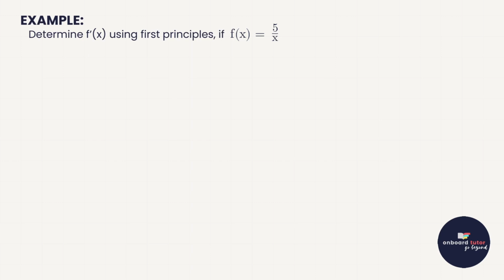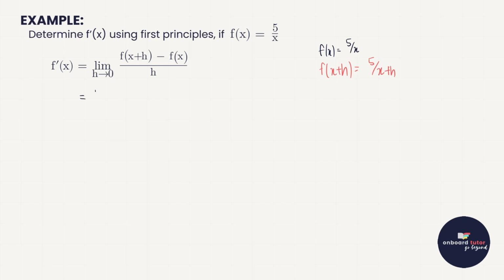Let's try a slightly more challenging one. So determine f prime x using first principles if f of x is equal to 5 over x. Okay, so our formula, we'll get that from the formula sheets. And that formula reminds us that we need an f of x for this formula. So f of x is equal to 5 over x. And then we need an f of x plus h. So in the place of x, we're going to sub with x plus h. Okay, there isn't much more I can do there in my side calculation. So let's jump straight into substituting this into the formula.